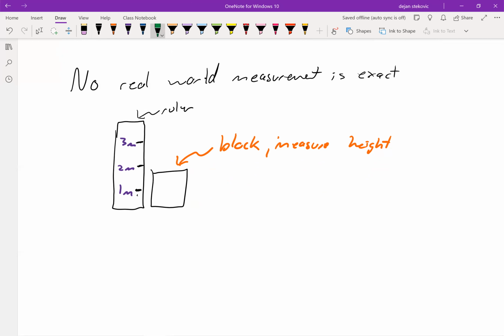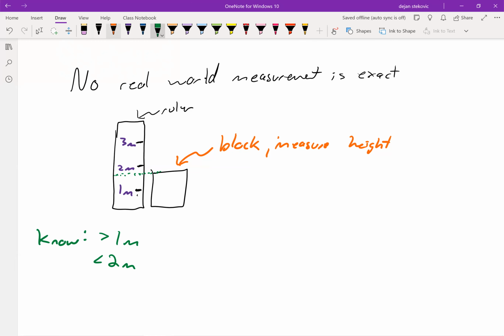So we already lined up our ruler, and now we just need to line up the top of the block to our ruler. Let's think about what we know and what we don't know. Well, we see that the block is greater than 1 meter, right? It's beyond the 1 meter mark. And we also see that the block is not quite 2 meters, so it's less than 2 meters. So we know it's more than 1 and we know it's less than 2.